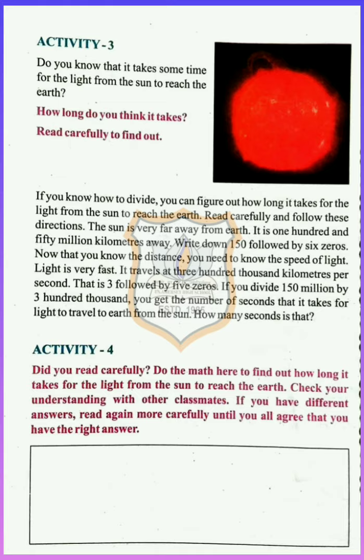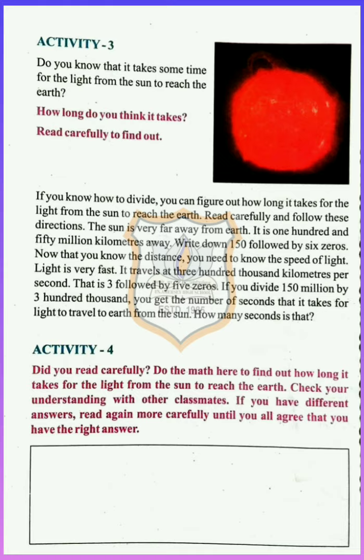If you divide 150 million by 300,000, you get the number of seconds that it takes for light to travel to earth from the sun. So how many seconds is that? So children, for the light from the sun to reach the earth, the answer is 500 seconds. It takes 500 seconds for the light to travel to the earth from the sun.